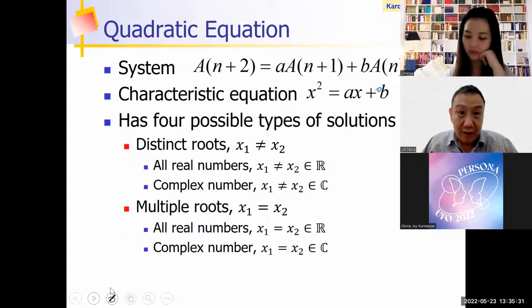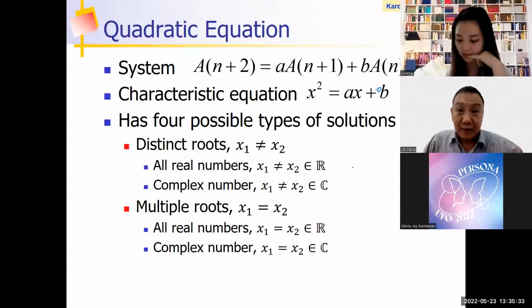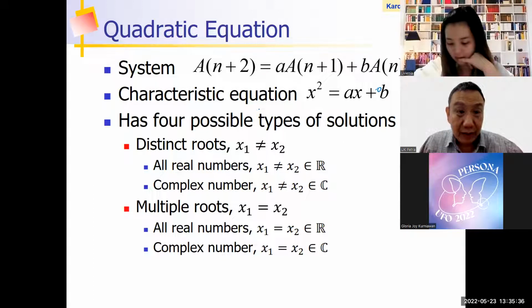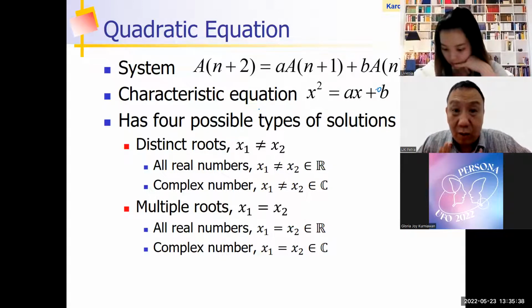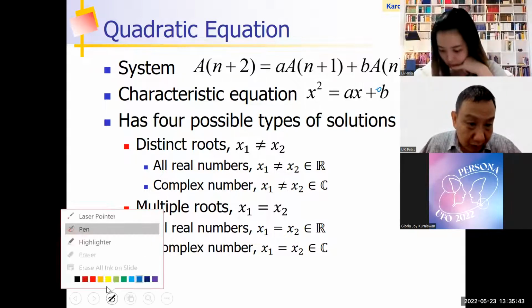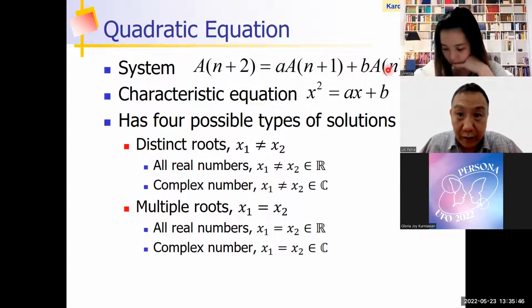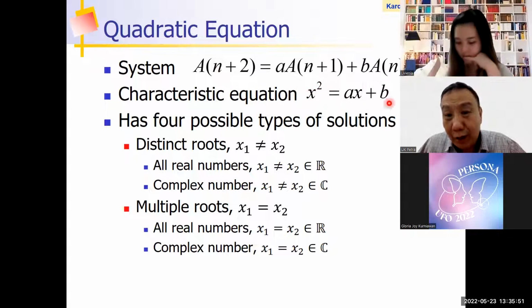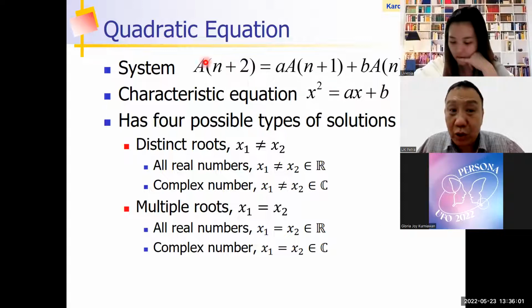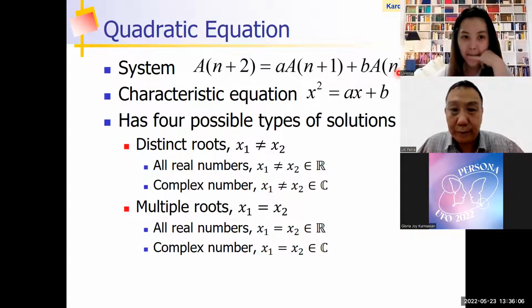So, now, let's come back here. We have a second order difference equation. We call this quadratic equation the characteristic equation. Why? Because this characteristic equation is the one that we need to solve to be able to solve this second order linear equation.